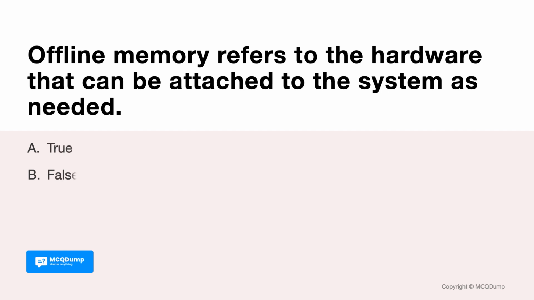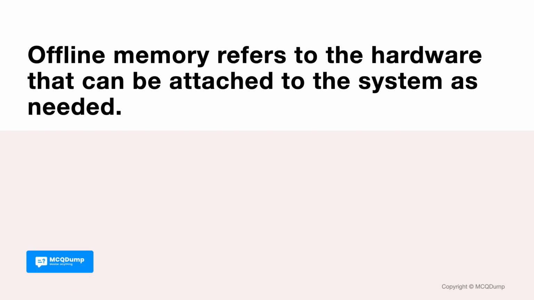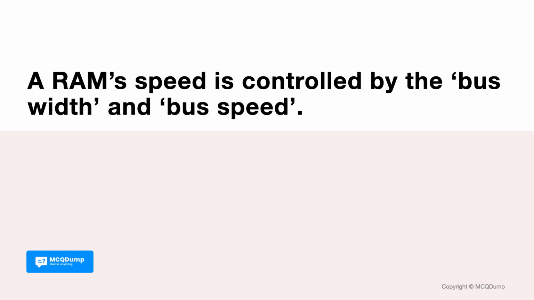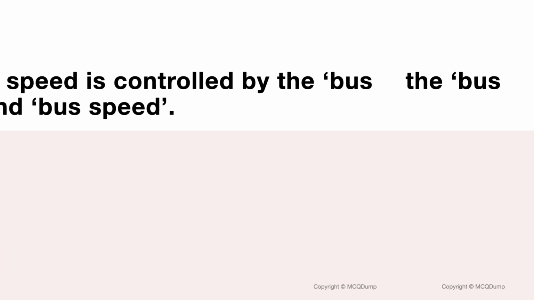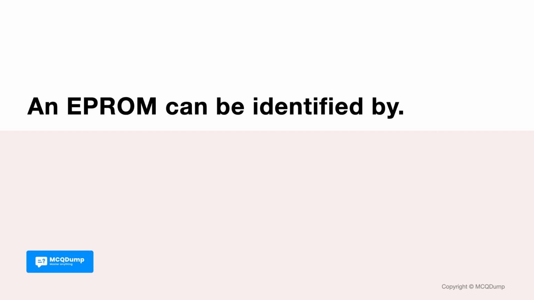Offline memory refers to the hardware that can be attached to the system as needed. True or false? It's true. Offline memory refers to the hardware that can be attached to the system as needed. A RAM speed is controlled by the bus width and bus speed. True or false? True. A RAM speed is controlled by the bus width and bus speed.